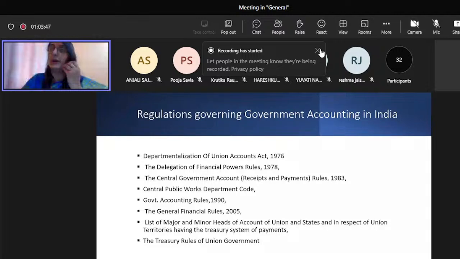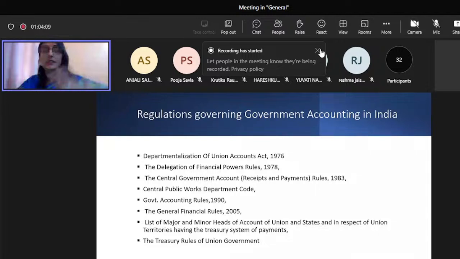So, departmentalization of union accounts. This is the oldest one, wherein there was an internal transfer from one department to another. Sometimes it is transferred to a ministry just to compile the accounts and give a better presentation. Right now, we are following the Government Accounting Rules 1990, which is based on the cash basis of accounting.